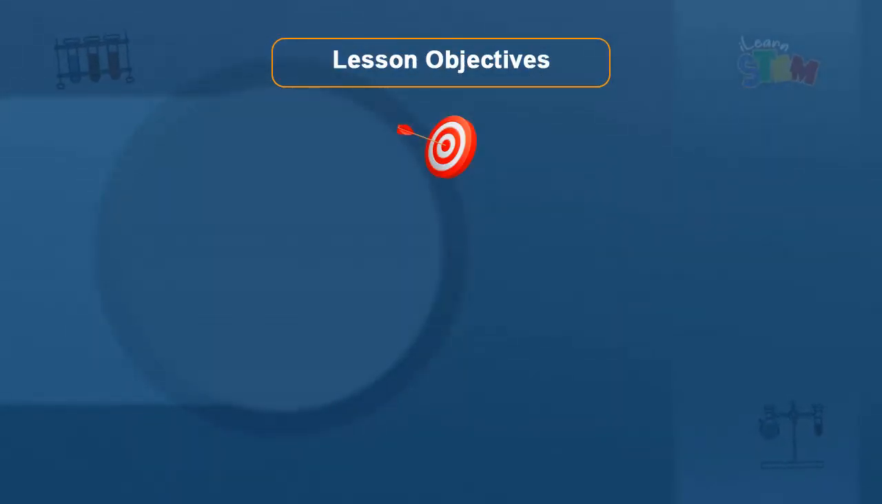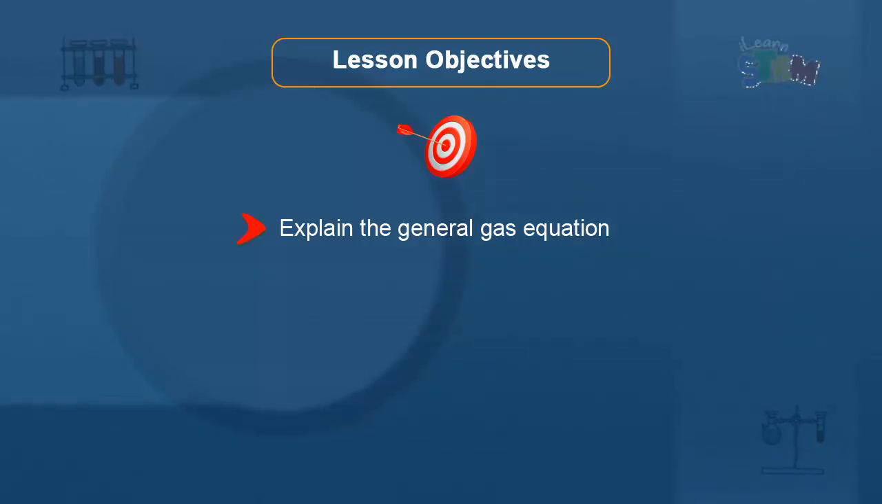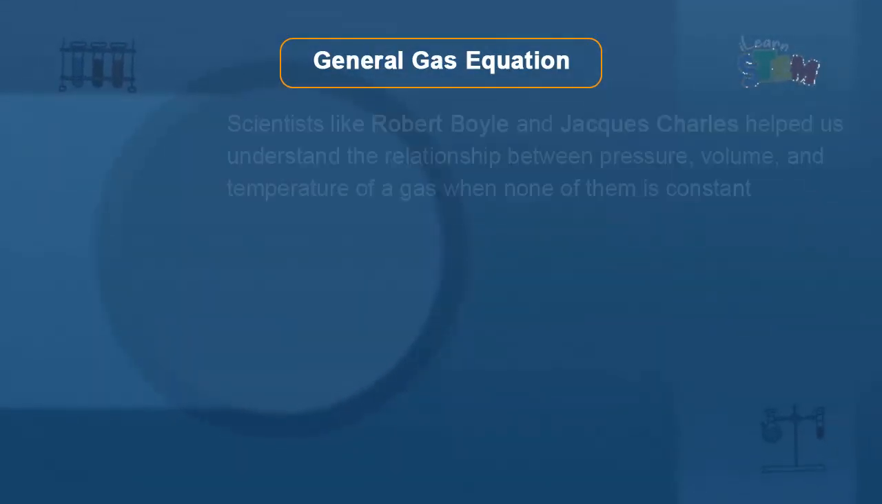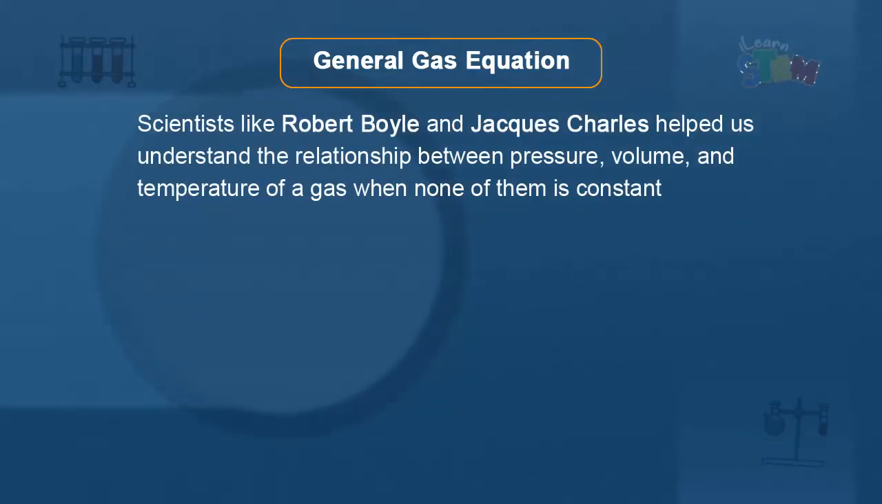Our lesson objectives for today are to explain the general gas equation and learn about Gay-Lussac's law. The general gas equation, also called the combined gas law. Scientists like Robert Boyle and Jacques Charles helped us understand the relationship between pressure, volume, and temperature of a gas when none of them is constant.